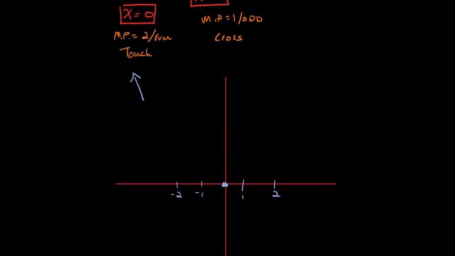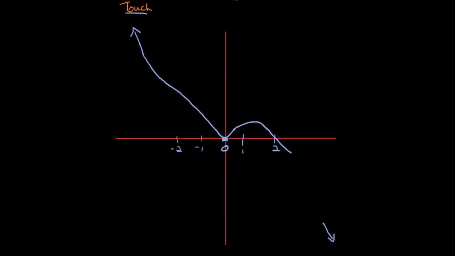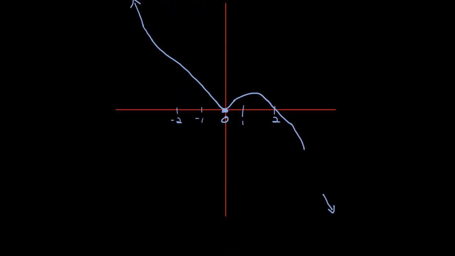So the first thing I'm going to see is that at 0, I am going to touch. So I'm touching at 0. And then I have to come back down here to 2, but at 2 I expect to cross. So I'm going to come back down here at 2, and then I'm going to cross at 2, and then notice I continue all the way down to get to the rest of the curve that I expected to happen.